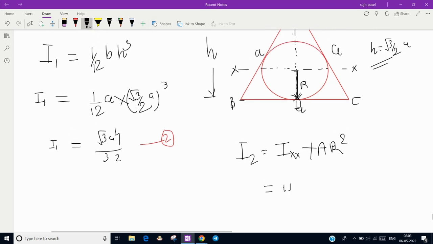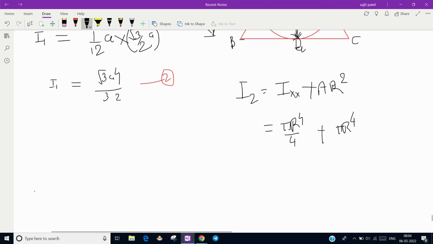We know pi r to the power 4 by 4, or in terms of diameter pi by 64 d to the power 4, plus area. Area is pi r square into r square, that means r to the power 4. But we don't know the r. The main thing is to find out the r.